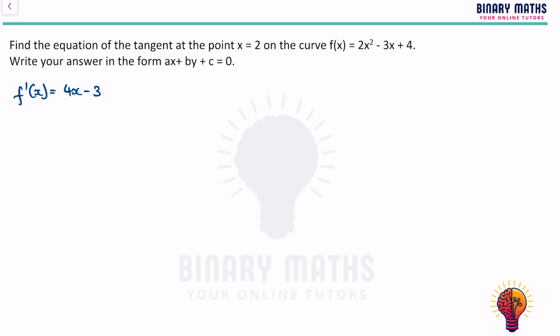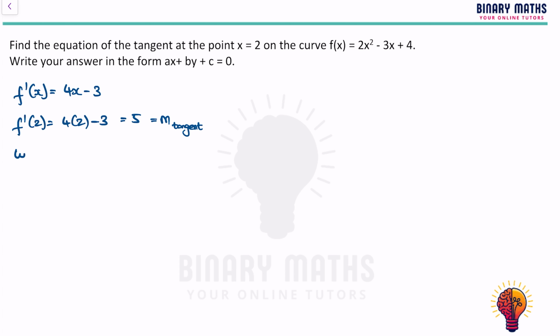Okay, so that is the gradient function. We need to find the gradient of the tangent at x equals 2. So I need to work out f dash of 2, which is 4 times 2 take away 3. 8 take away 3 is 5. So this is the gradient of the tangent. Because remember, when we differentiate, we find the gradient function, which tells us the gradient of the tangent to the curve.